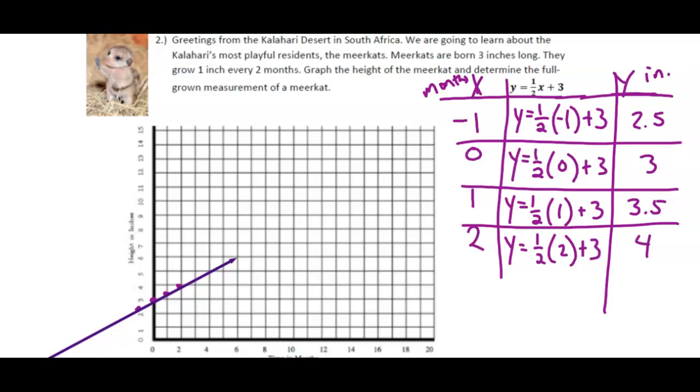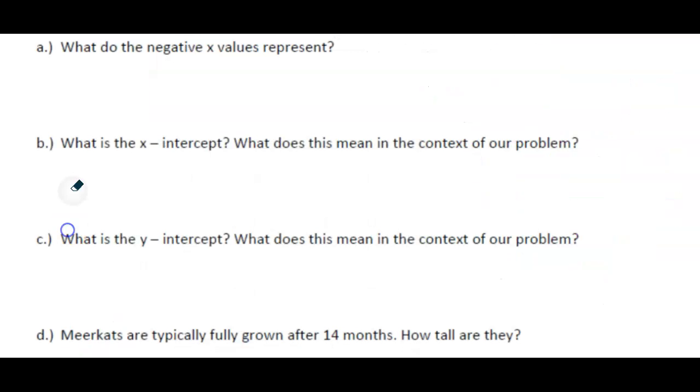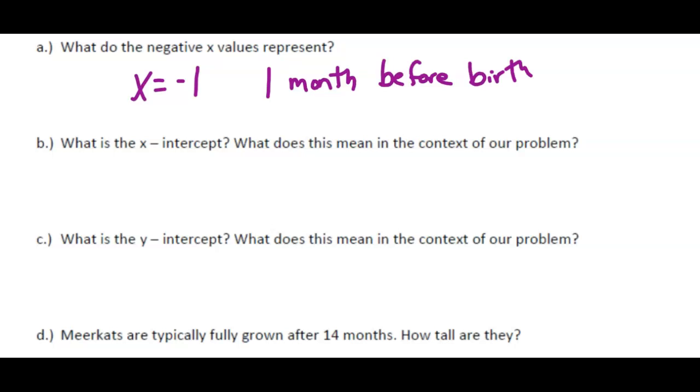So what does this graph mean? Well, let's look at this. So this x equals -1, what does that mean? So we're on letter A. That negative value means that the meerkat's not born yet. Okay, it can't be growing. 0 is when the meerkat is born. So this is when they're born. And we can go from there. Okay, so let's look at that. So what does it mean to have x equals negative values? 1 month before they're born, because that's our x values in months.